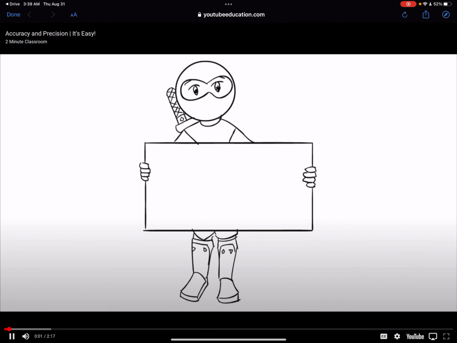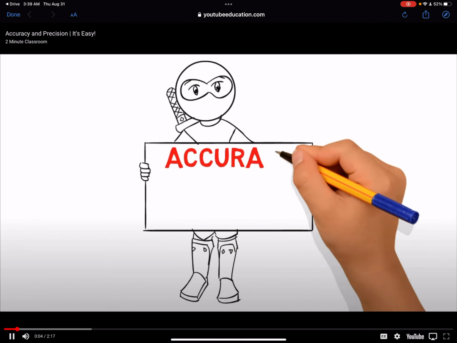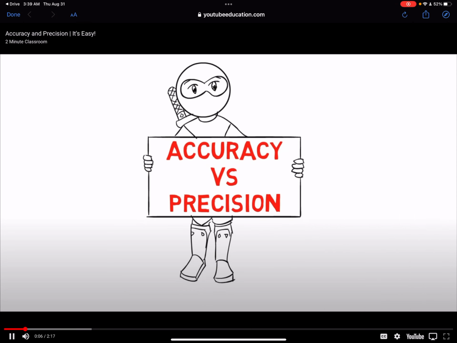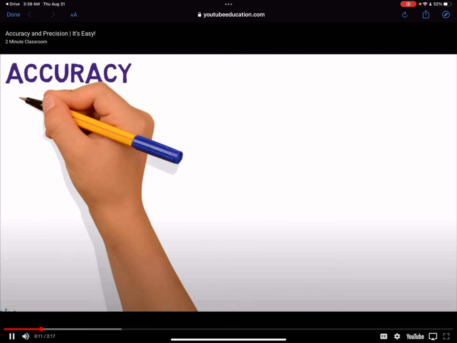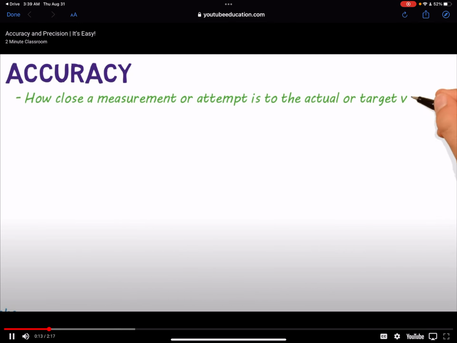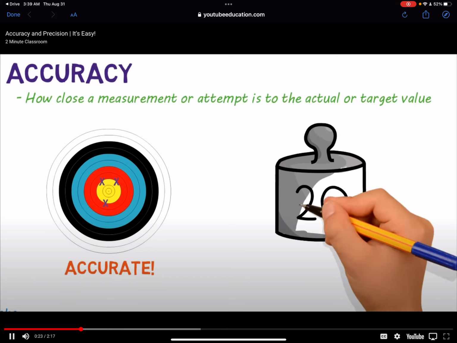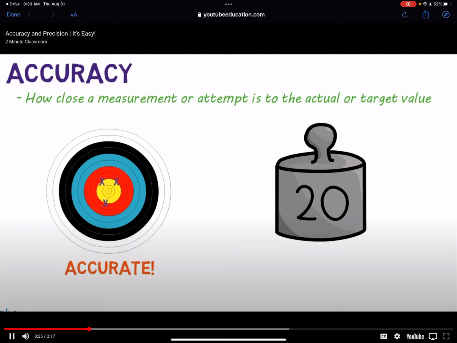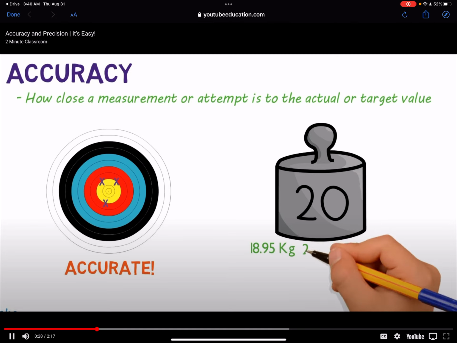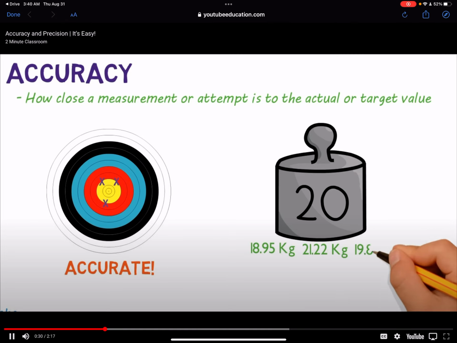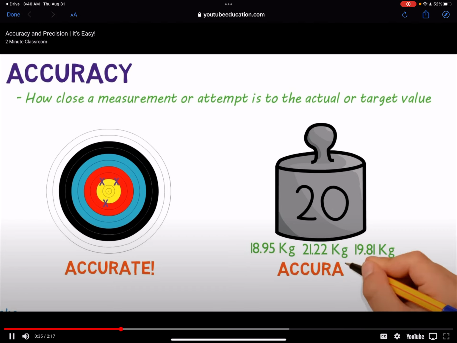Thanks for stopping by. Today we're going to talk about the difference between accuracy and precision. Accuracy and precision help inform our knowledge when taking measurements. Accuracy refers to how close something is to the target or actual. Using a target to illustrate, consistently hitting near the center would be accurate. Using another example, if we were to use a scale to weigh a 20 kilogram dumbbell 3 times, and the scale read 18.95 kilograms, 21.22 kilograms, and 19.81 kilograms for each respective weighing, we would say that scale is accurate.